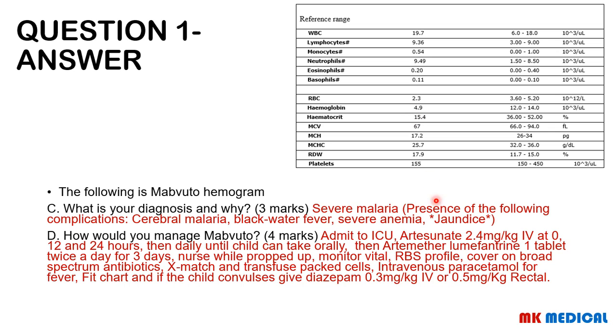And of course, I know some people are going to fight me in the comment section below, but I will redirect them to Medscape to actually look at the features of severe malaria in children. Jaundice is actually classified there.